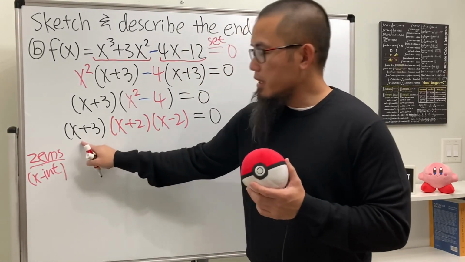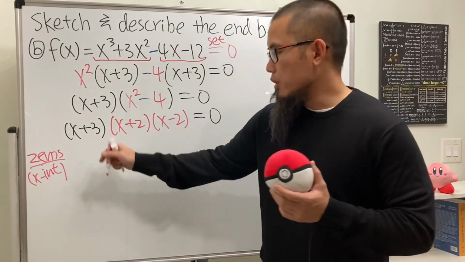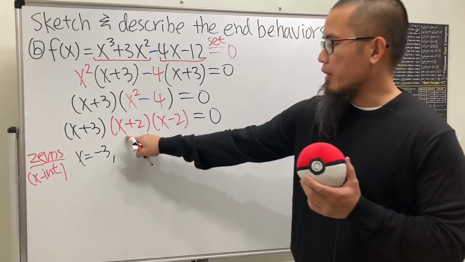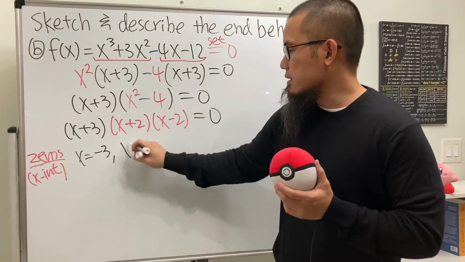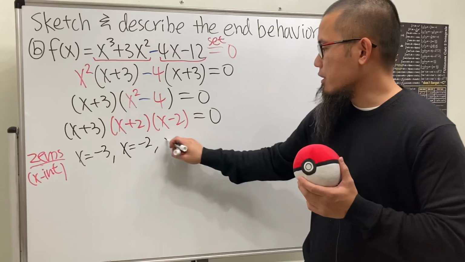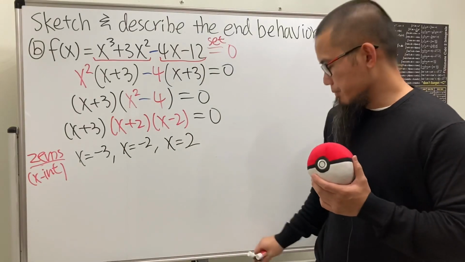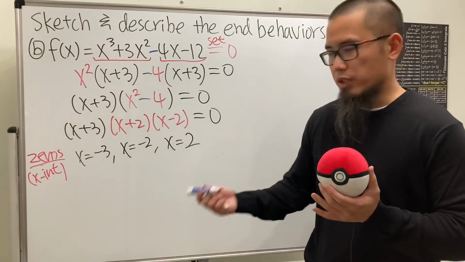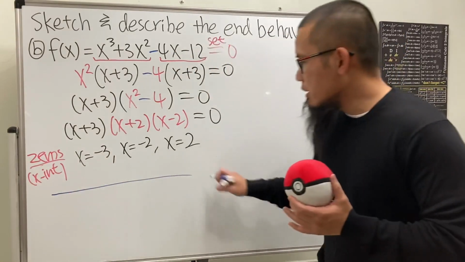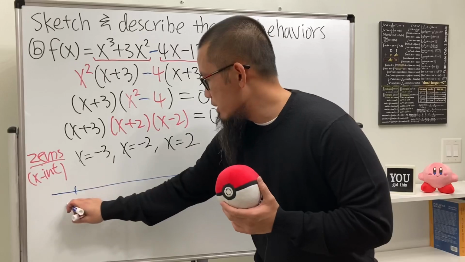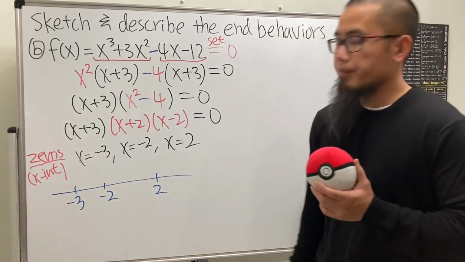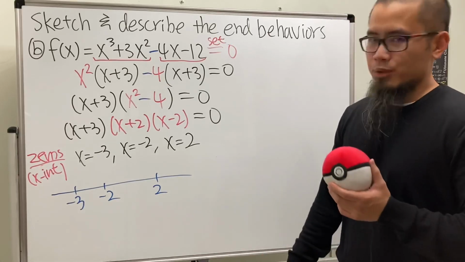So, from here, we make it equal 0. We know that x has to be negative 3. And then next, from here, we make it equal to 0, so that means x has to be negative 2. And then from here, x has to be positive 2. Alright, so we have the x-intercepts now. Let's go ahead and draw the number line. Let's say right here, and then we have negative 3, negative 2, and let's say 2 is right here. Now, just go ahead and do the same thing.